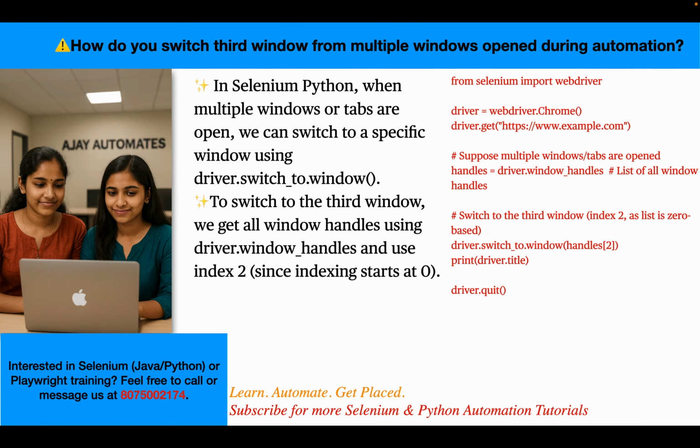Next question is, how do you switch to the third window from multiple windows open during automation? Using window handles, we can handle this case. In Selenium Python, when multiple windows or tabs are opened, first we have to switch to that particular window, driver.switch_to.window. In this case, we have to switch to the third window. You can pass the index value here, using driver.window_handles, and you can switch to the corresponding third window.